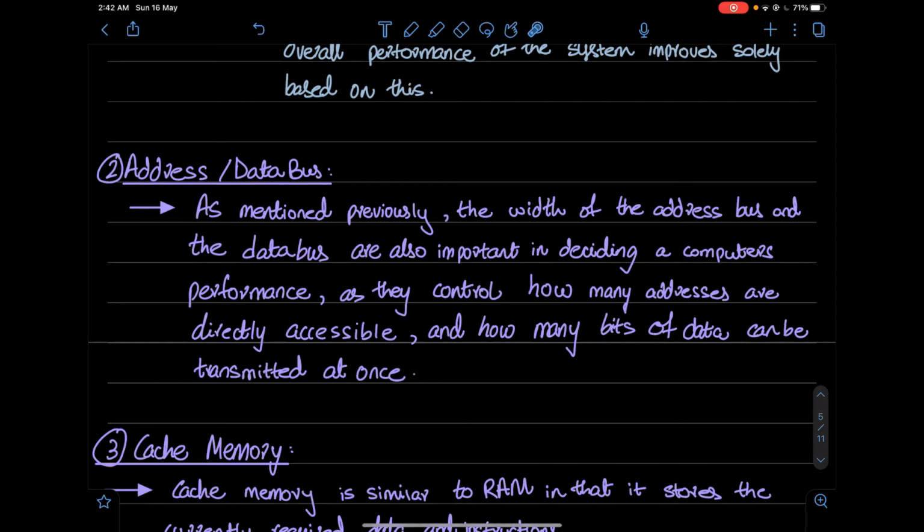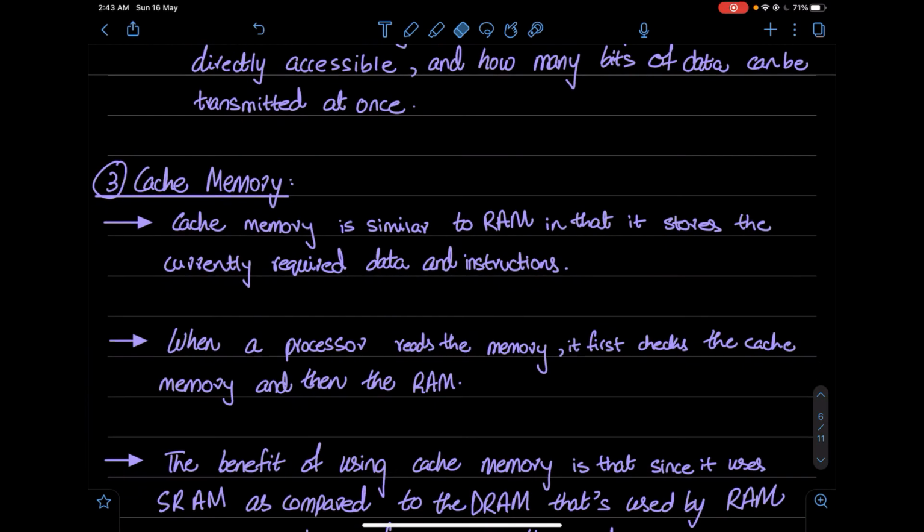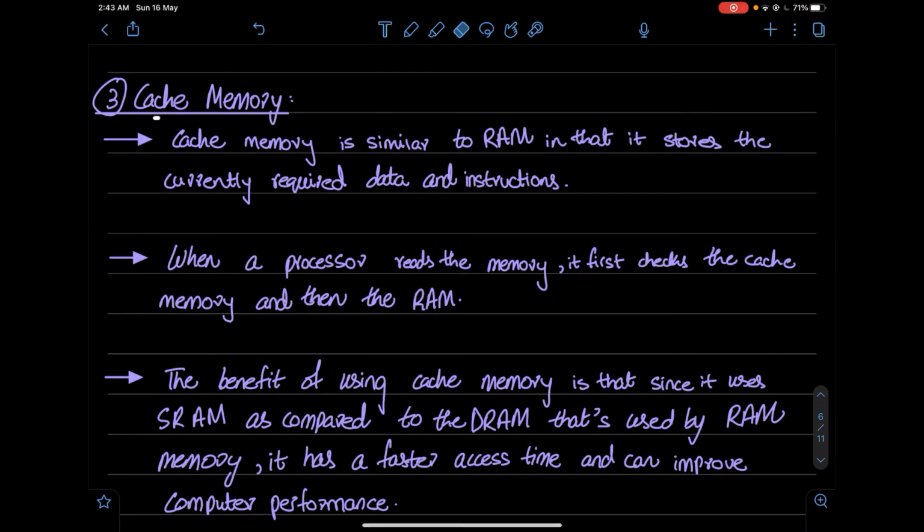As a control, how many addresses are directly accessible, and how many bits of data can be transmitted at once. So increasing both of these would allow more addresses to be accessible at a single time and more bits of data to be transferred. So if you increase these, you increase your computer's overall performance, right? Okay, so now we move on to the cache memory, right?